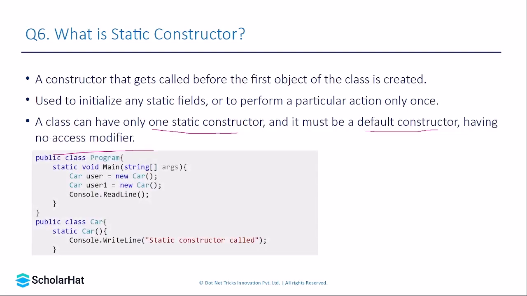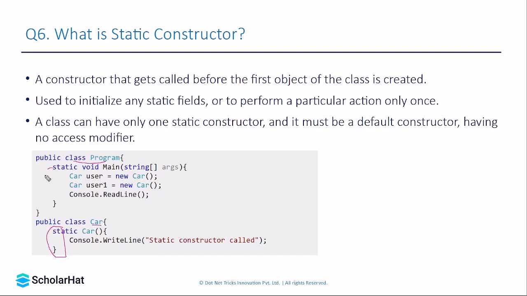So here you can see that we have created a class named program and a class named car. Car is having a static constructor only. It is not having a parameterized constructor, but as we learned in the previous slide, a class can automatically have a default constructor. So though we have not created the default constructor over here, that is available in this class and will be invoked when we create this class object.